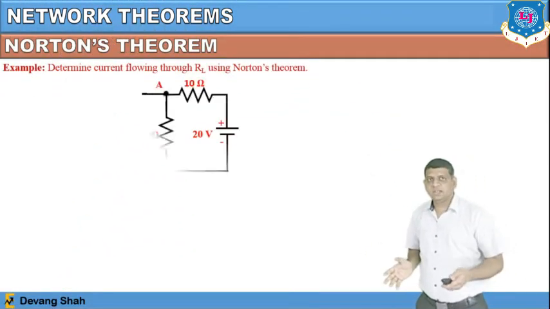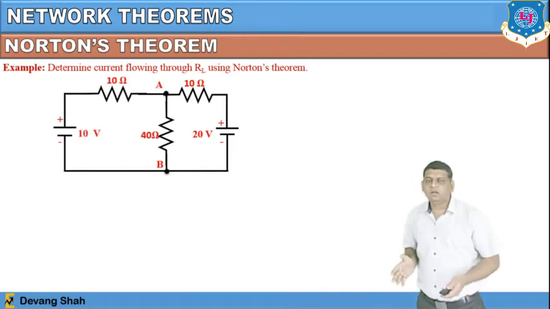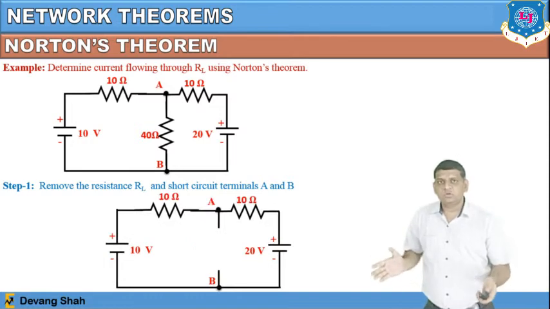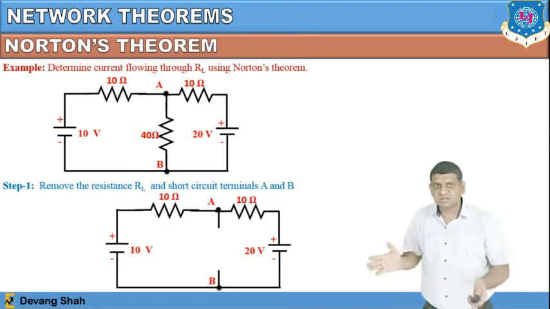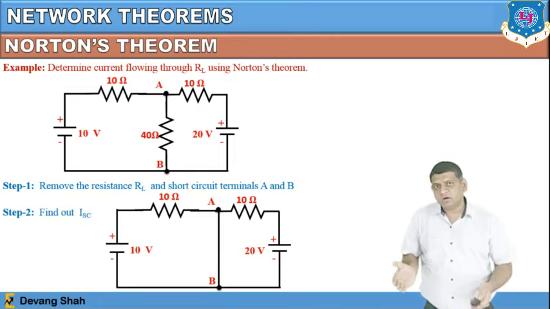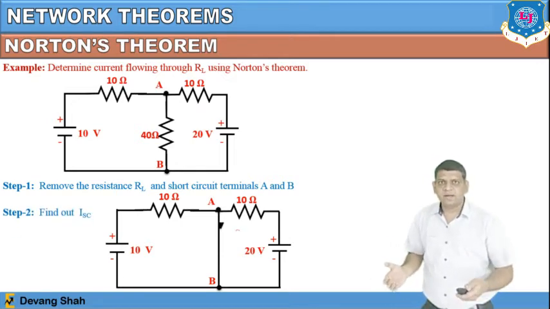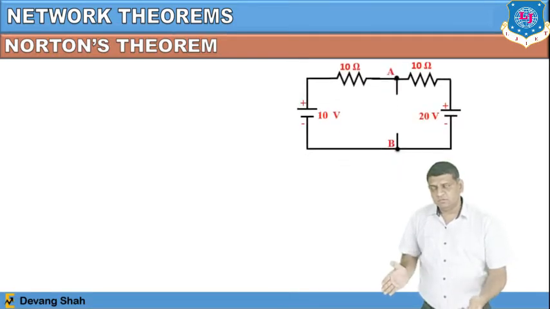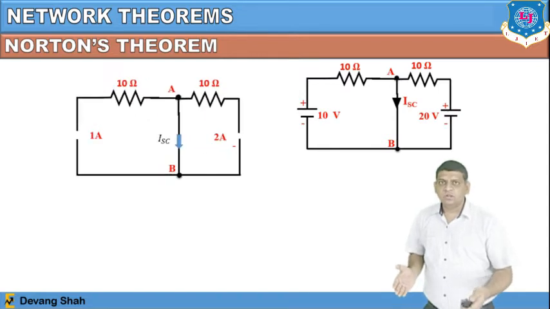Again, we are going to repeat the same example that we discussed during the Thevenin theorem. You can see this, where there are two voltage sources, 10 volt and 20 volt, and three resistances, 10, 10 and 40 ohm, where again you have to remove the RL and make A and B short. So through A and B, whatever current is passing through, that current is ISC current. So my next job is to find ISC current. I have to find the total circuit resistance, then the total circuit current. From that, I can find ISC by using the current divider rule.